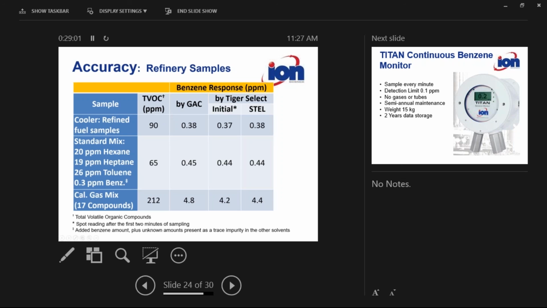This is granular activated carbon, then subject to a gas chromatography that takes about an hour to do. There was another cal-gas mix that they use in the refinery to calibrate their gas chromatographs, containing 17 compounds, total VOCs of 212 ppm. And again, the agreement with the activated carbon is not perfect, but it's still reasonably close. That is the agreement between the Tiger Select and the activated carbon samples in an hour-long GC test after desorption of the benzene from the activated carbon.